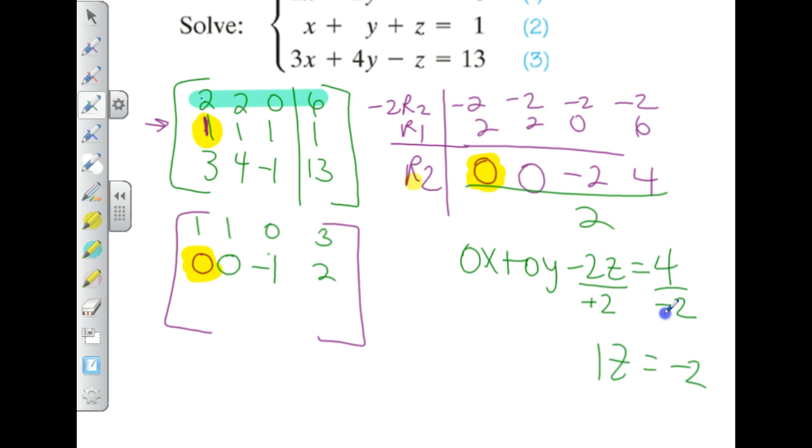I divided by 2, so sorry. So this is a negative. I could have divided through by a negative 2. It doesn't matter. That's the point. So the next goal is to probably get a 0 down here.